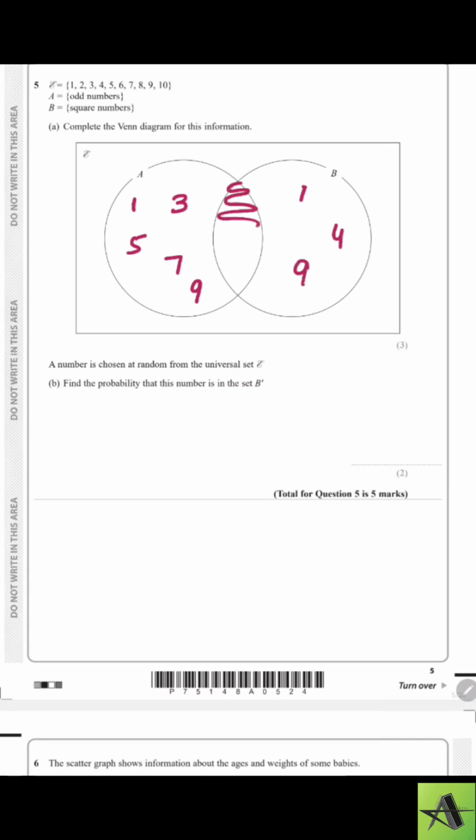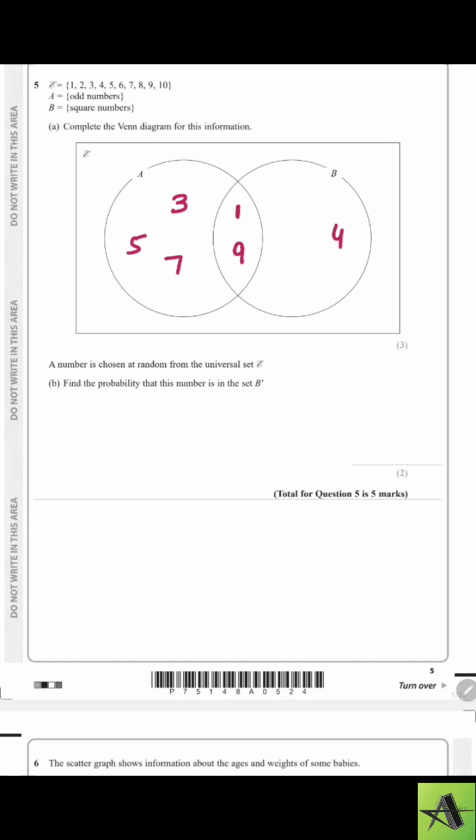This thing where they are intersecting represents the common number. So out of these, the common numbers are 9 and 1. So I'll write 1 and 9 here instead of here. So deleting this one and writing 1 and 9. Still you can see 1, 9, and 4 is inside B, and 1, 3, 5, 7, 9 is inside A. But since they share the common value, that's why 1 and 9 are written inside it.